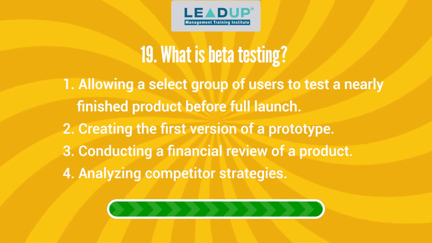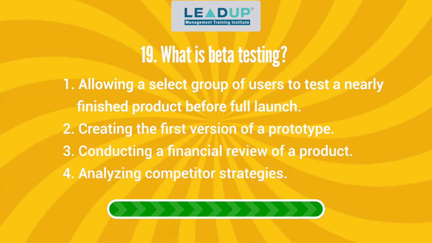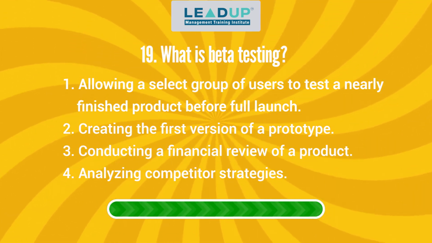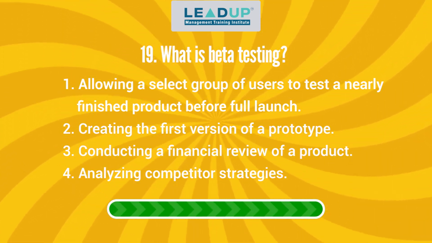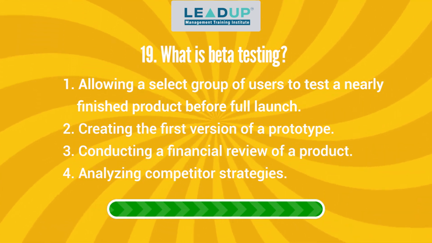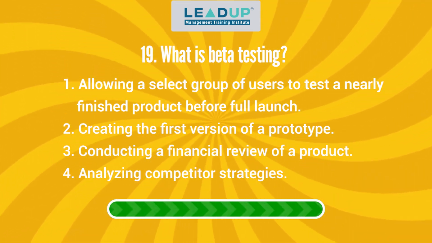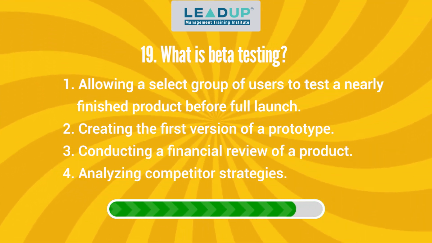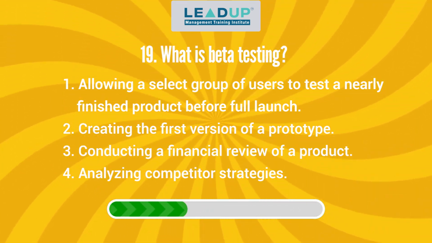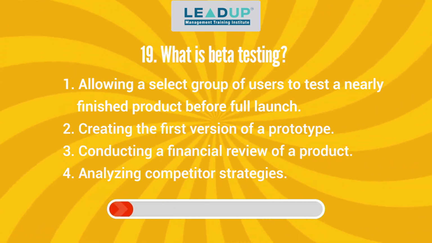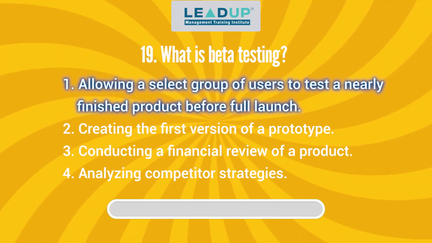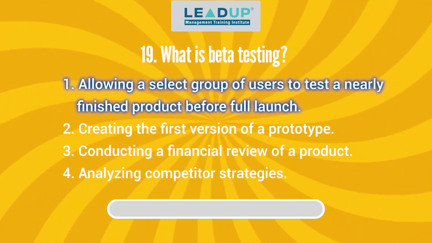19. What is beta testing? 1. Allowing a select group of users to test a nearly finished product before full launch. 2. Creating the first version of a prototype. 3. Conducting a financial review of a product. 4. Analyzing competitor strategies. Answer: allowing a select group of users to test a nearly finished product before full launch.